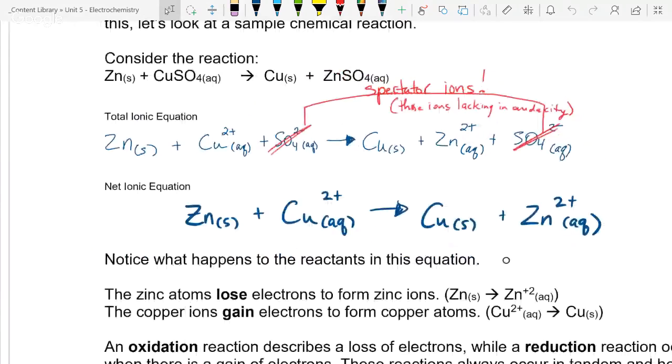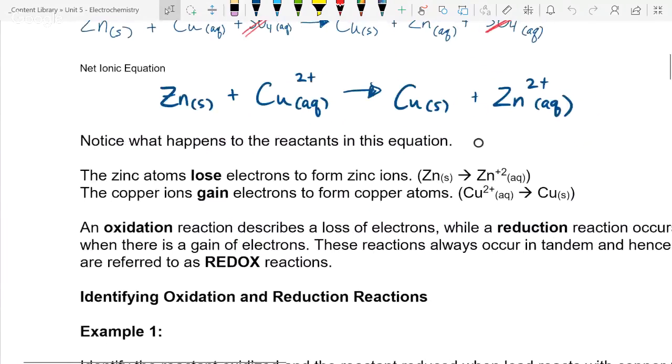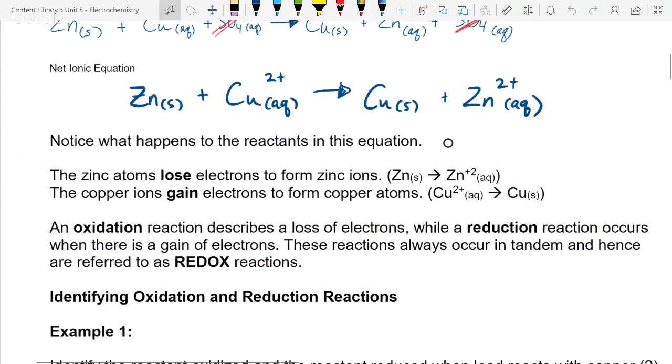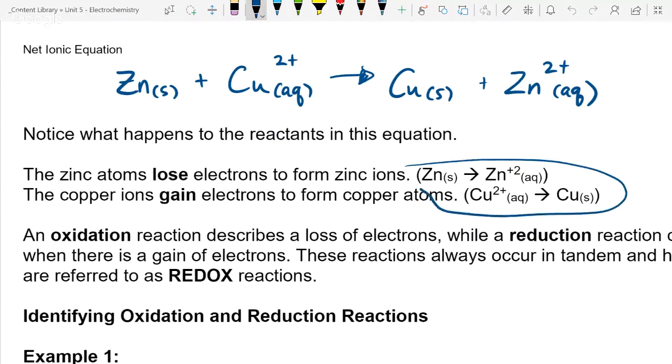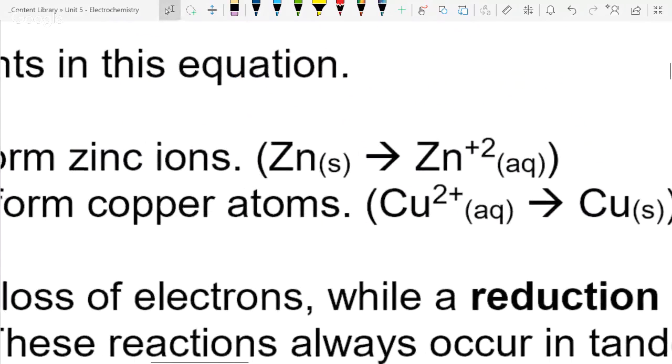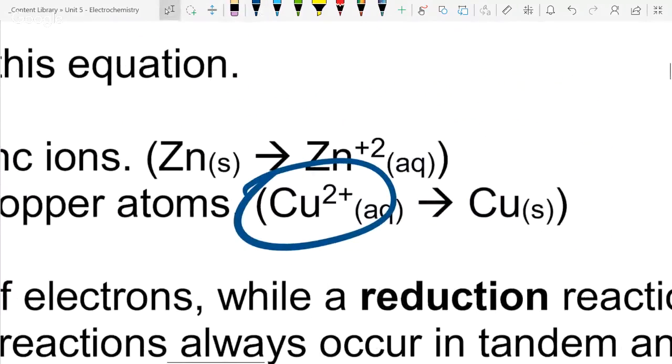All right, so zinc atoms lose electrons to form zinc ions. Copper ions gain electrons. And if you look, I've written these as separate kind of reactions. Does that make sense? If you really look at this, 2 things happen. Solid zinc becomes ionic zinc, and ionic copper becomes solid copper. Those are the 2 things that happen.